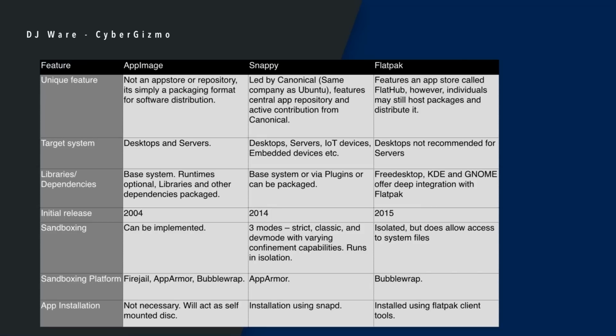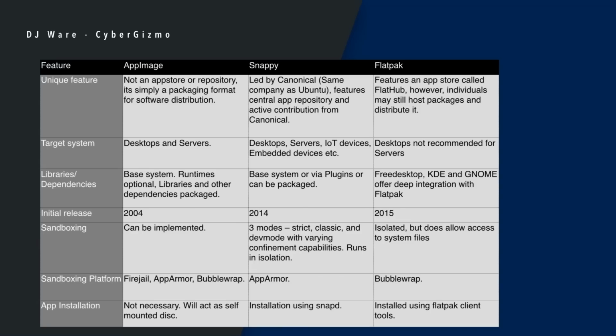Snappy is led by Canonical. They have a central app repository that they totally control, and that is proprietary and closed. As far as Snap and Snapd are concerned, those are open source projects, but everything that goes on behind the scenes is closed, proprietary, you can't see anything that's going on there. Flatpak features an app store called Flathub. However, it's not required. Individuals can still create packages and distribute them independently of that.